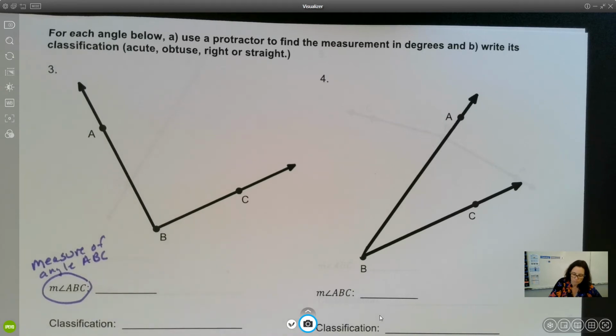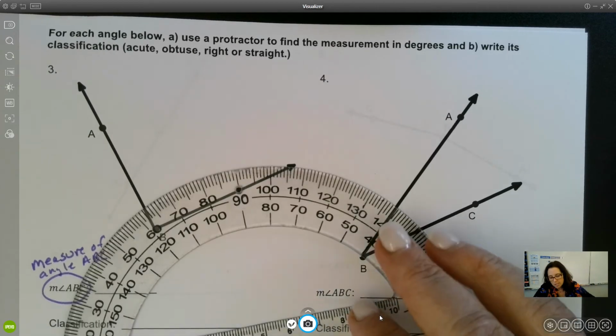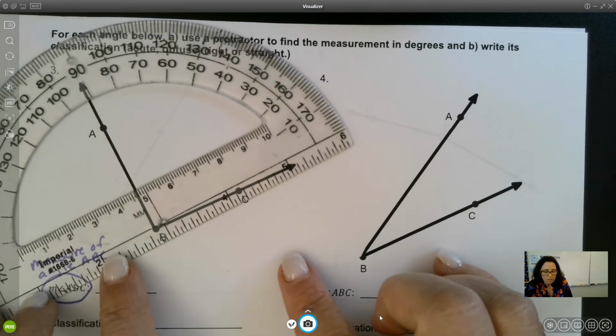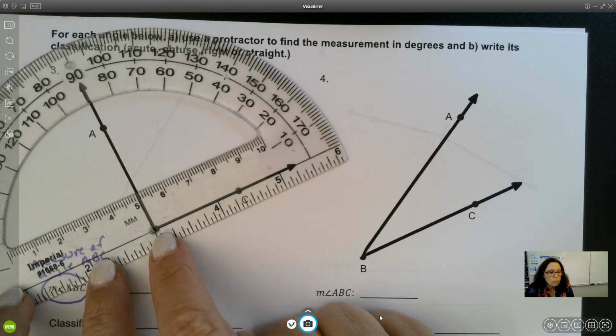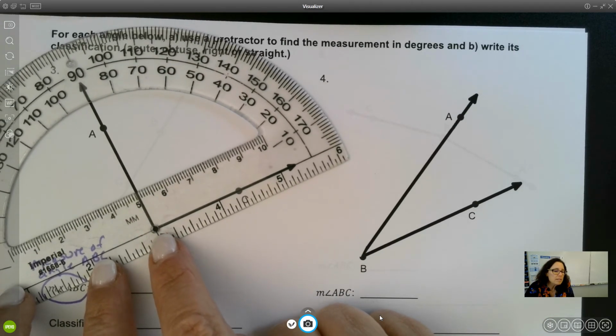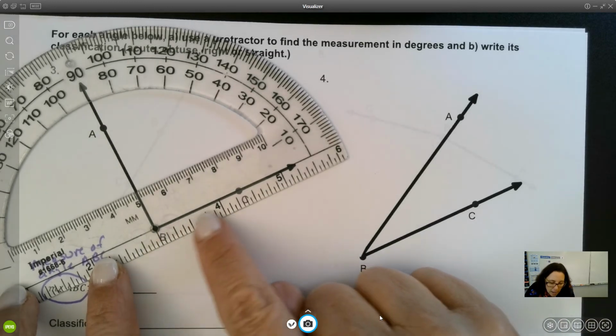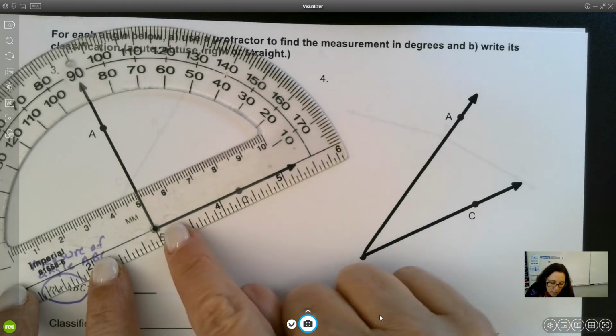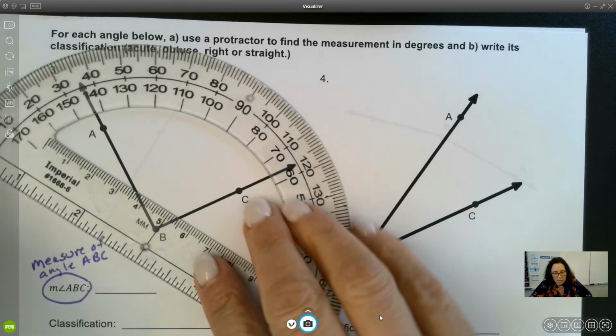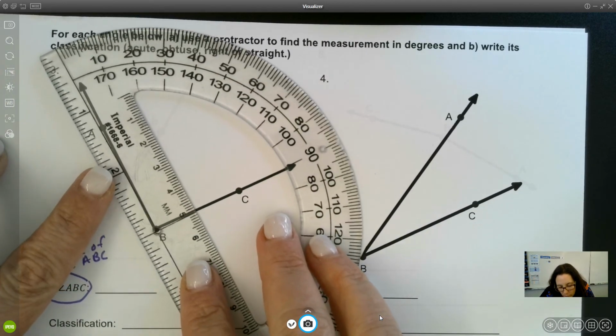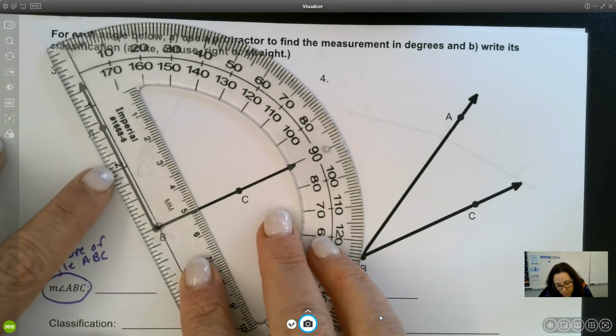So it does not matter. We're going to put this hole right over that. It doesn't matter if you line up this black line through that one, or if you line up this black line through this one.